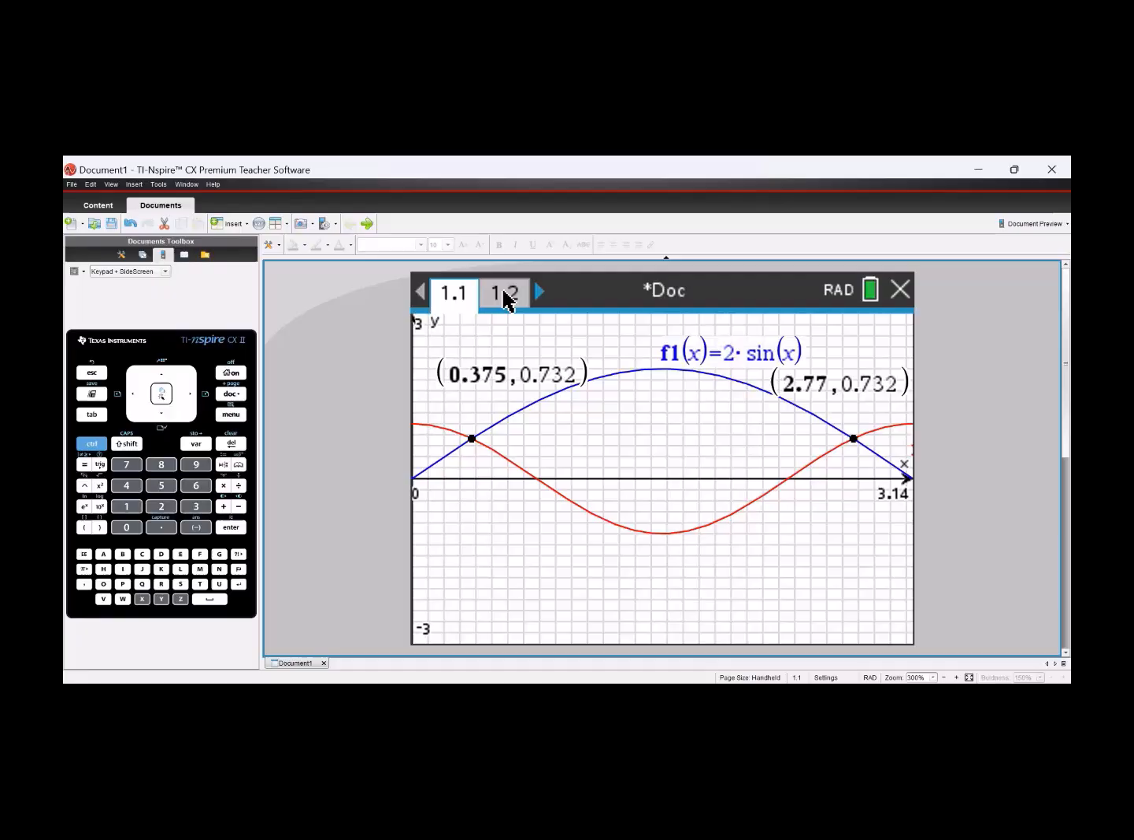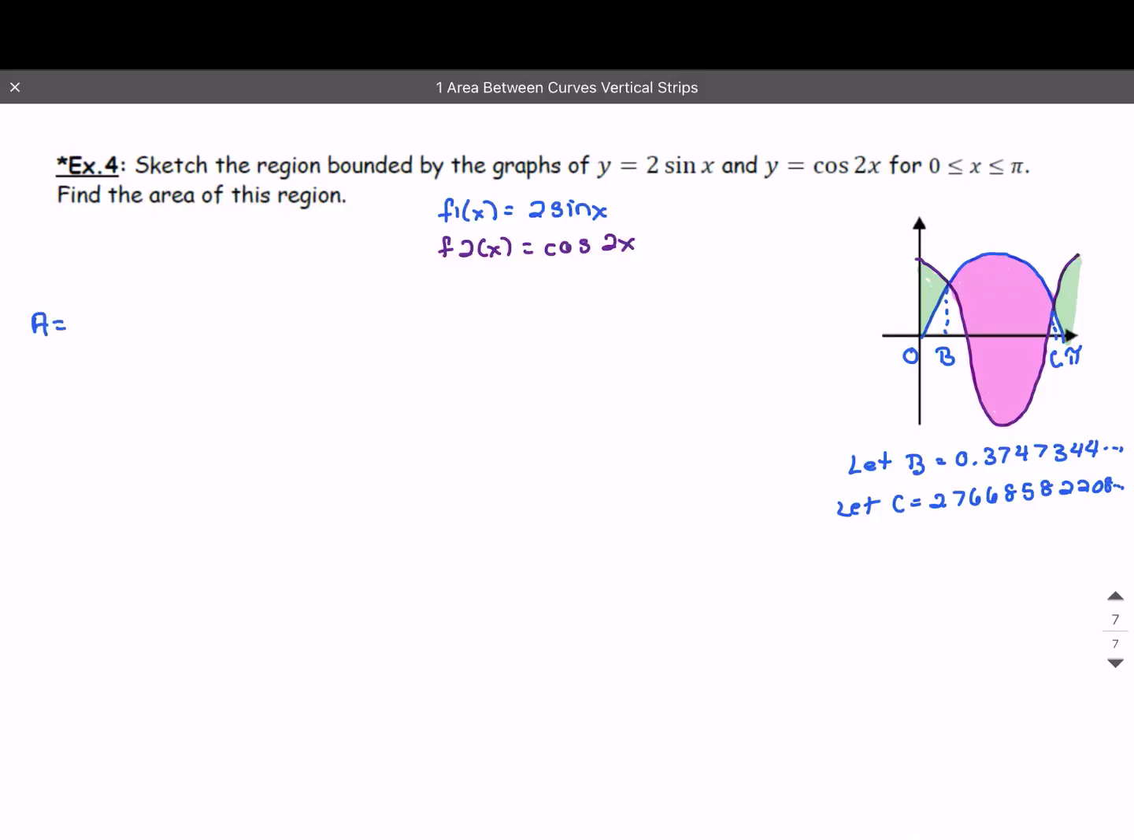So here we go. Is the integral. Now from 0 to b. Which curve is on top? That's the cosine 2x minus the 2 sine x dx plus from b to c. That's 2 sine x minus cosine 2x dx plus the integral from b to pi.